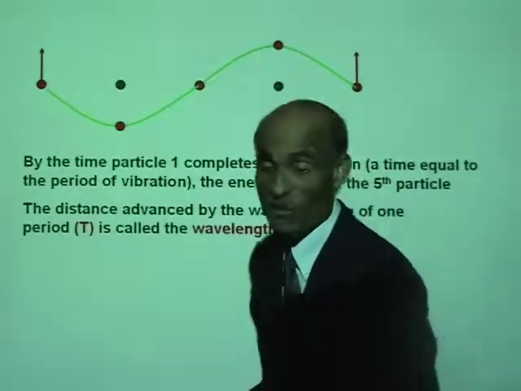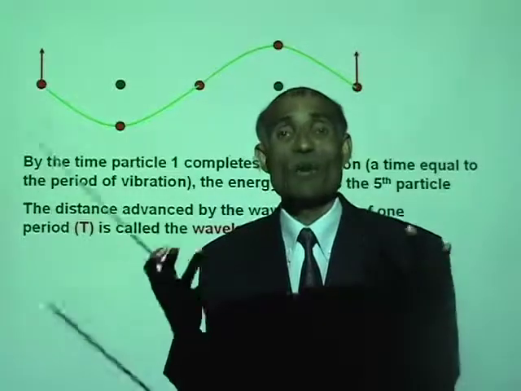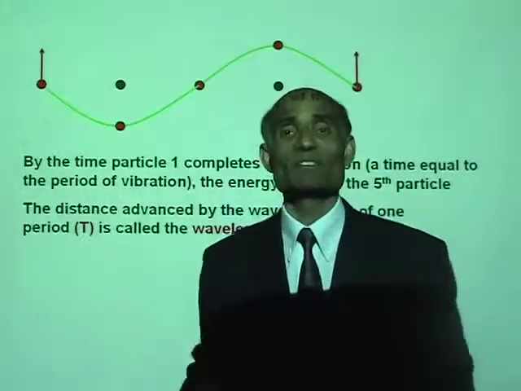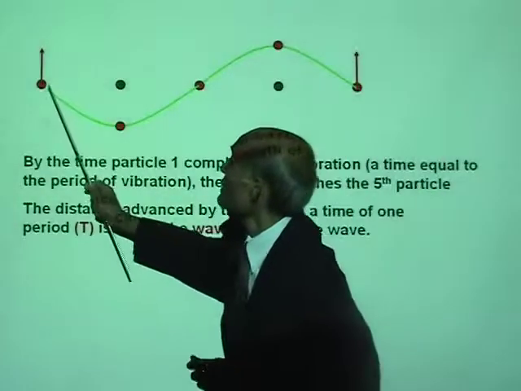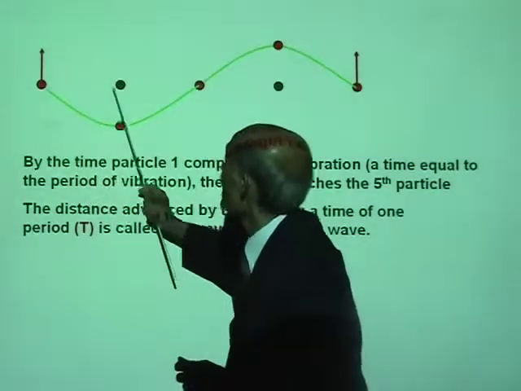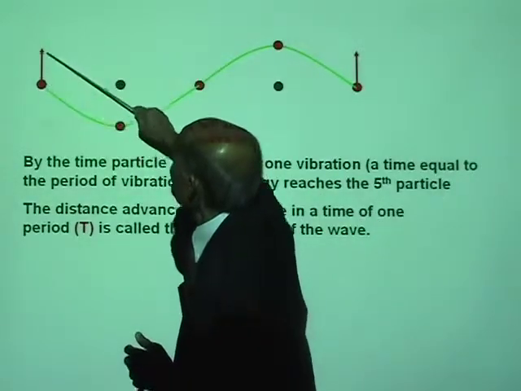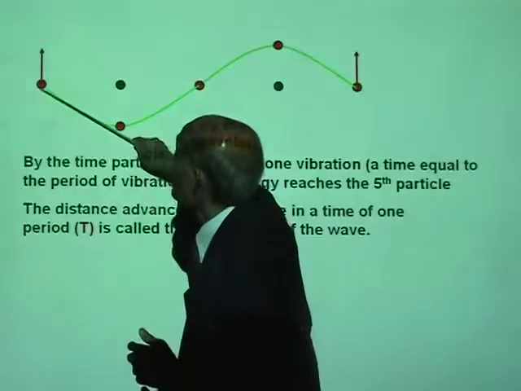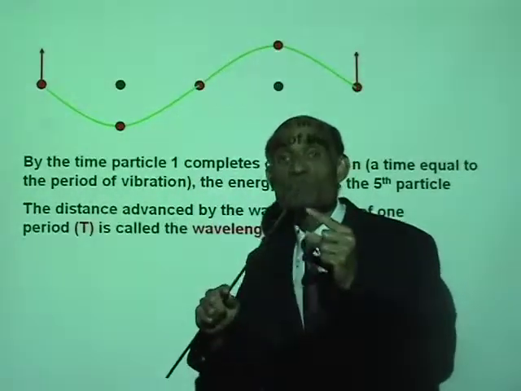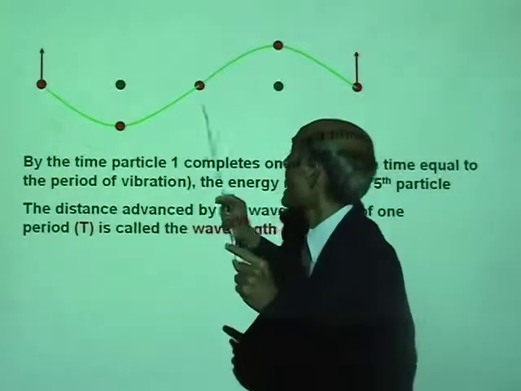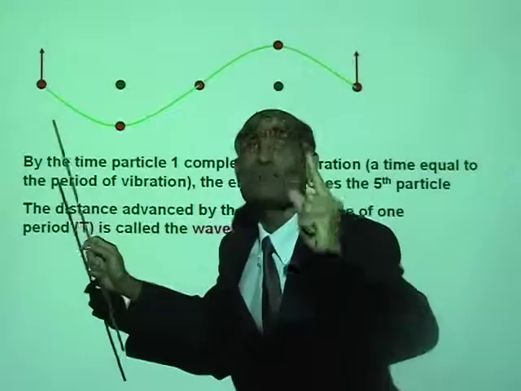Now, we are now going to define a quantity called wavelength. A wave has a wavelength. What is the definition of wavelength? Wavelength is the distance advanced by the wave by the time particle 1 completes one vibration. In other words, wavelength is the distance advanced by the wave in a time of 1 period.